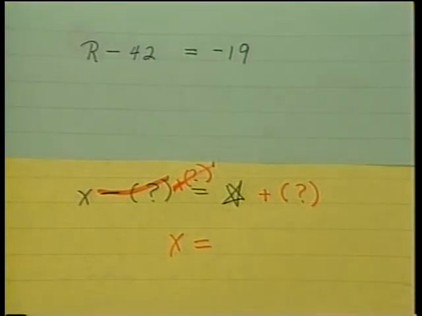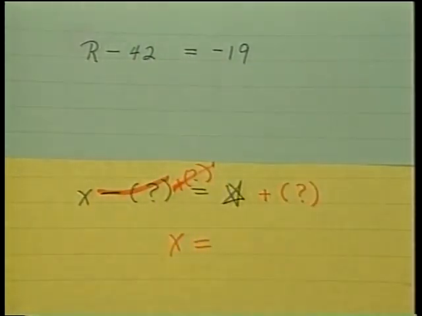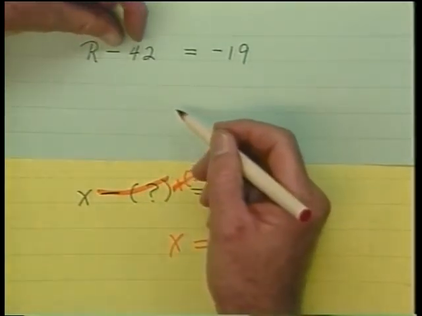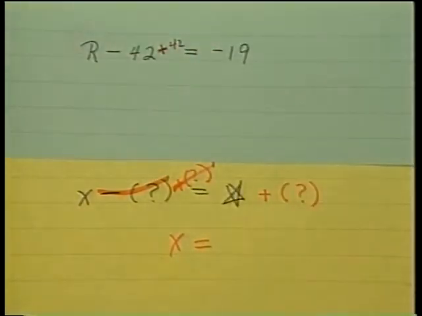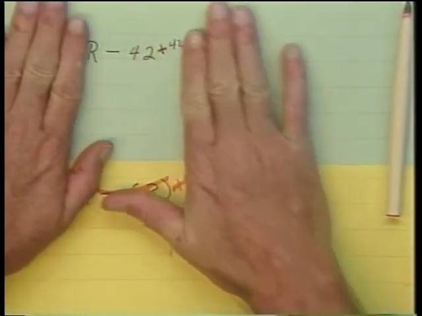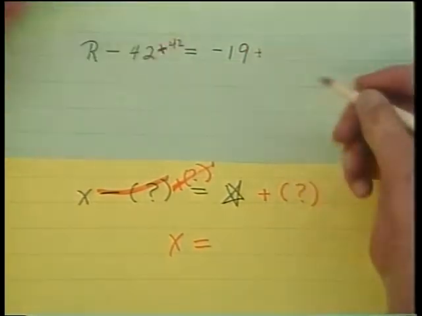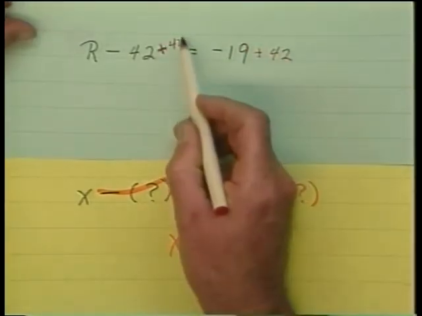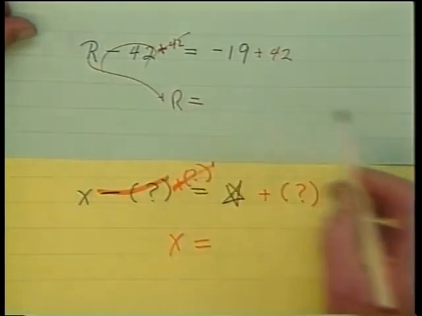An example. See, if we read this, it's not quite so obvious, is it? What number can I subtract 42 from and end up with negative 19? That's not at all obvious. However, to undo subtraction of 42, we simply add 42. But whatever I added to this side, no matter how big or how small, I must add the same amount to whatever is on the other side. So adding 42 undoes subtracting 42, getting me to the single r, which is what I wish.